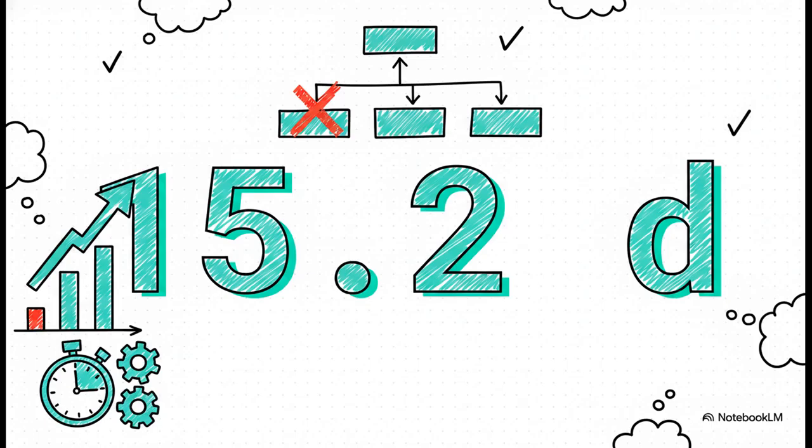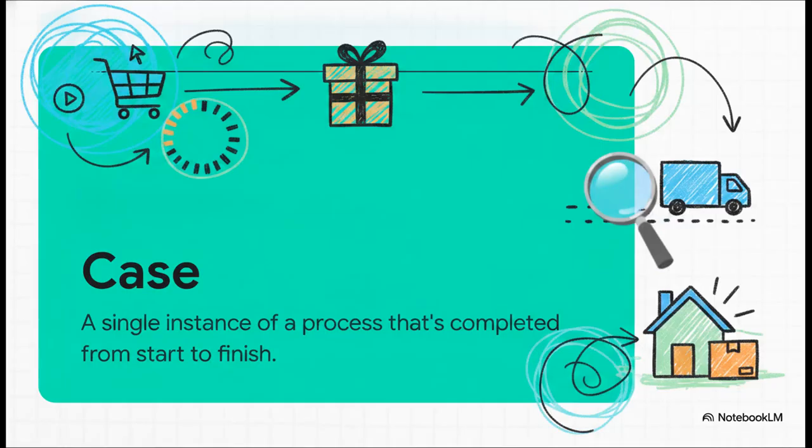If that average duration starts inexplicably creeping up, well, you instantly know you've got a structural problem somewhere in that process map that desperately needs your attention. But to really make sense of these metrics, we need to make sure we're defining our terms clearly. Let's start with a case.